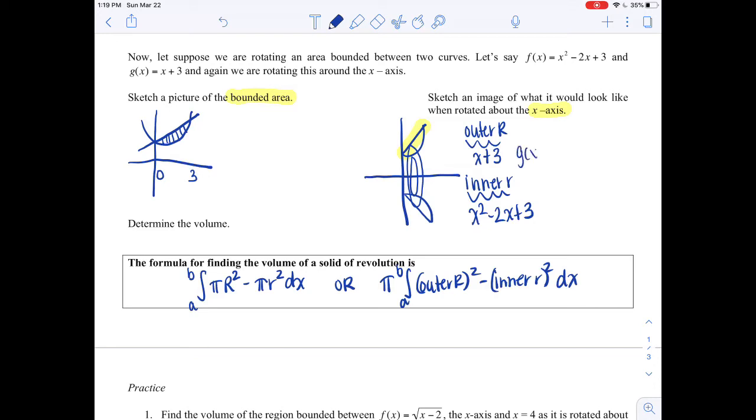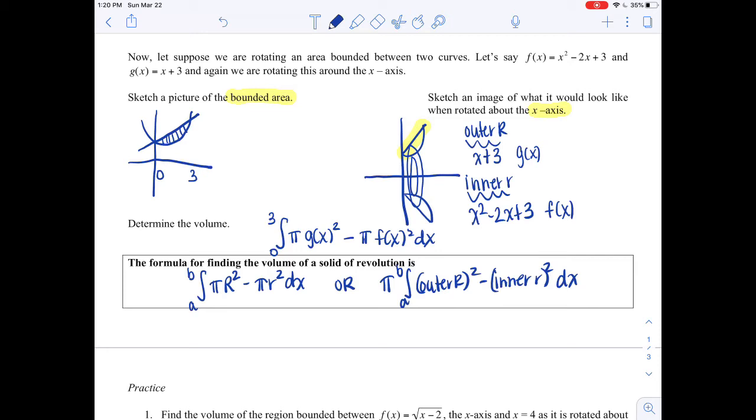Therefore, if you were to set up this particular problem, and again, this was called g of x, this was called f of x, feel free to use the abbreviations. Also feel free to use y1 and y2. Just make sure you're plugging them in the correct order. So your integral would look like this: the integral from 0 to 3 of pi times your outer radius squared, which is g of x squared, minus pi times your inner radius squared, f of x squared, dx.